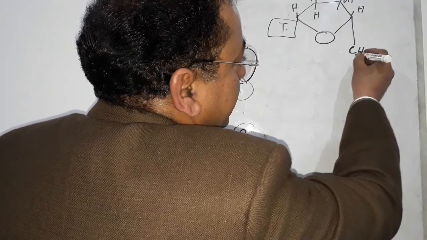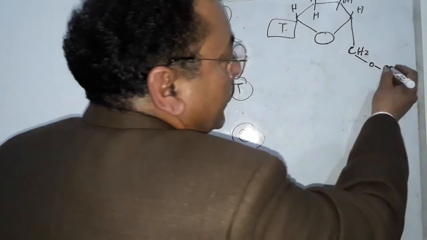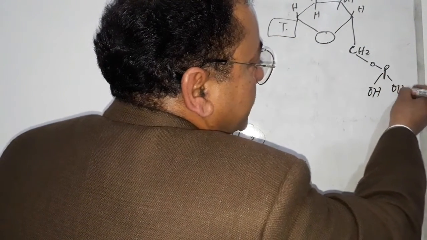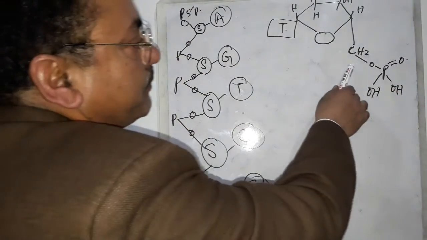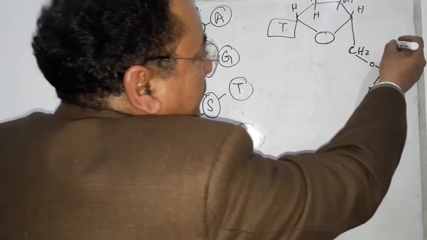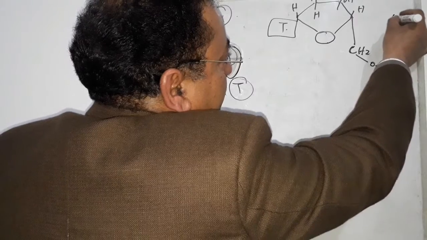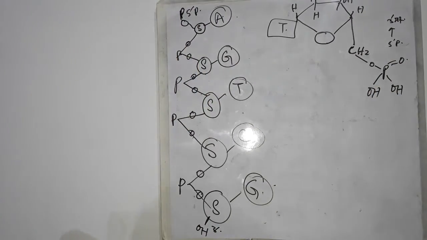It is COP, then here OH, OH, double bond O. So this is 5-P, 3-OH. This is the direction or polarity of this nucleotide.